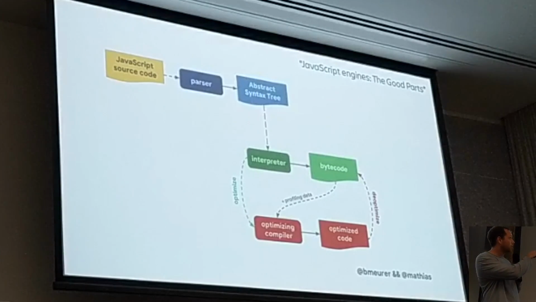This is taken from a talk, JavaScript Engines: The Good Parts, which was at JSConf this year. The idea is that JavaScript sees your code, parses it into an abstract syntax tree, and passes it off to an interpreter. The interpreter runs your code, and if it sees the same functions being called a few times, it will do some extra work to optimize that function so that the next time it's called, it will be faster. It dynamically figures out which functions are important and optimizes them.